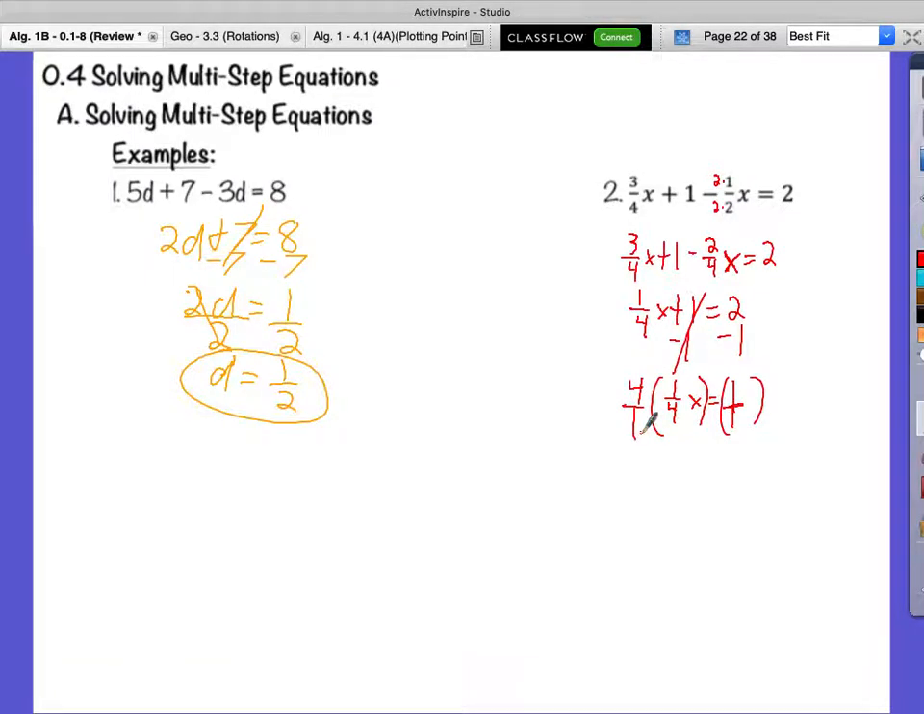Because if we look at what happens when you multiply both sides by a reciprocal, let's look at what happens on the left side. What happens with these two 4s? They reduce to 1. So what are we left with? 1x. And that was our goal, right? To get x by itself. At the end of the day, our goal is to get x by itself, isn't it?